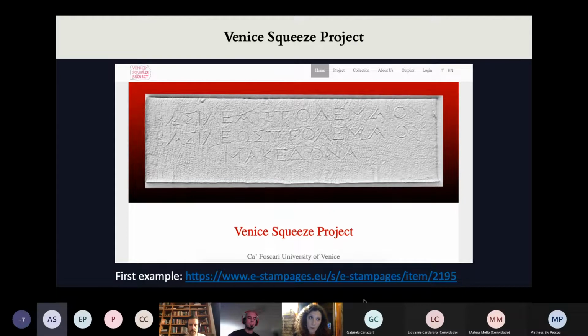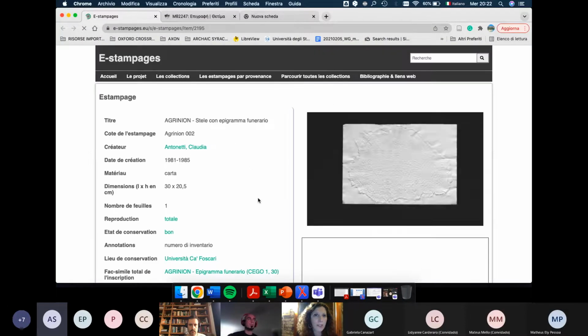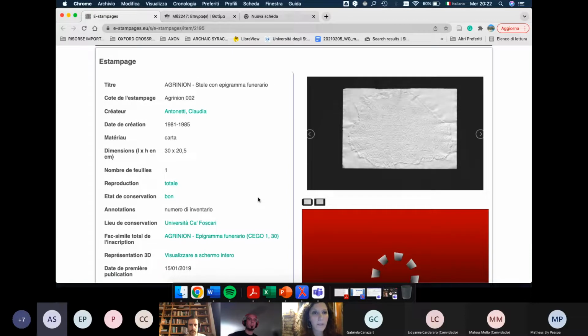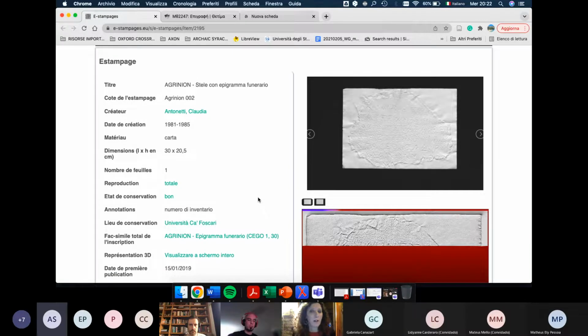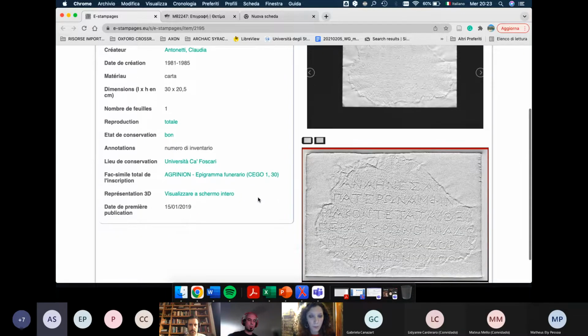So the idea was to do good photographs of the quizzes and also create a database of all these quizzes from Venice, starting from Venice, going forward with Rome and the other universities and institutions that host these quizzes. So, for example, here you can have the entry of this quiz, so you have all the useful information about it: date, inventory number, the place in which it's stored.